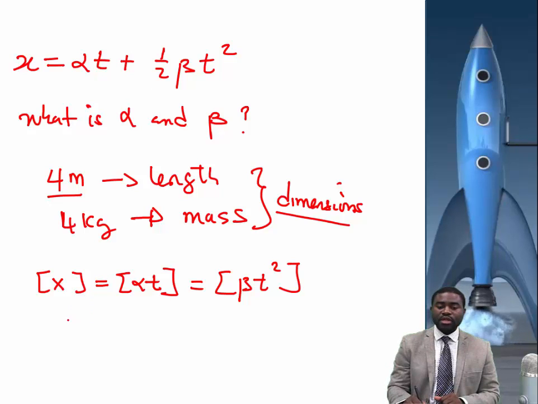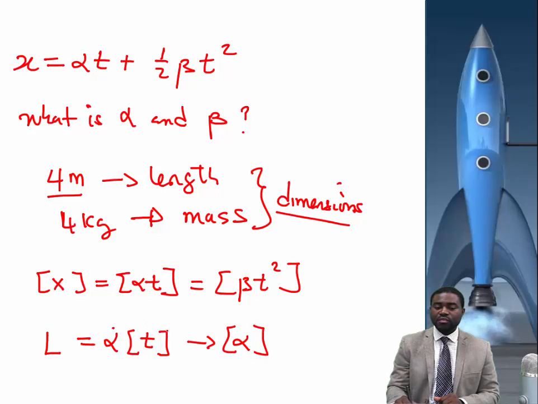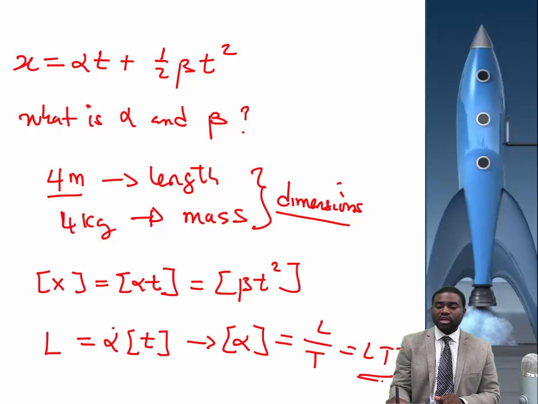So the dimensions of x is L. We now have alpha multiplied by the dimensions of what? T, which means that the dimensions of alpha will be equal to L divided by capital T, which is LT minus 1. Who can recognize this? That's velocity. So alpha stands for velocity.